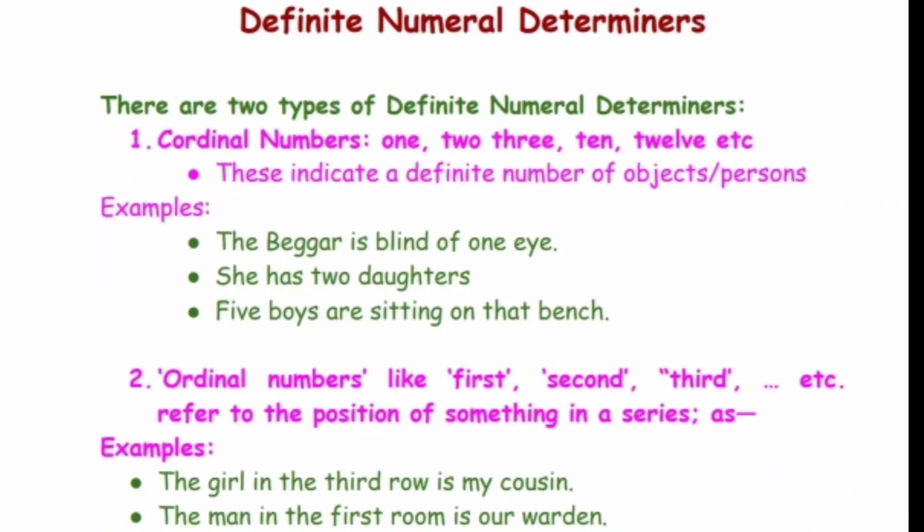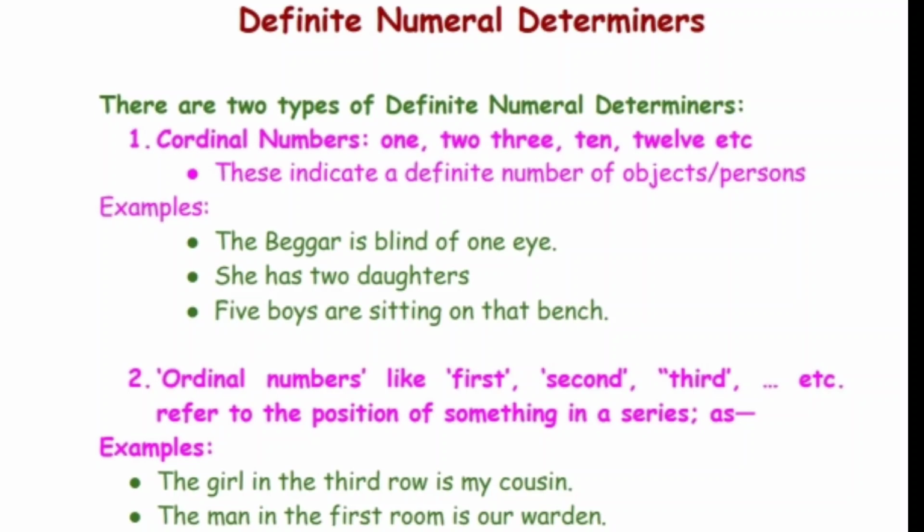In the same way, lakhs, millions of numbers are there. These all numbers are the cardinal numbers. These indicate a definite number of objects or persons. For example, 3 students are present in the class today. So here 3 is the definite numeral, that is a cardinal one.